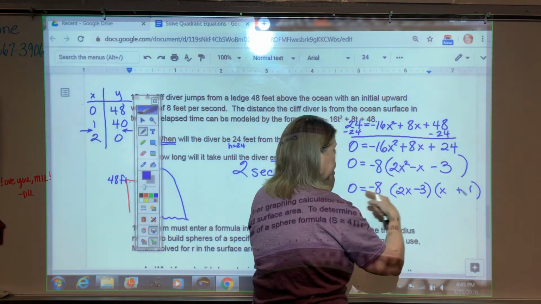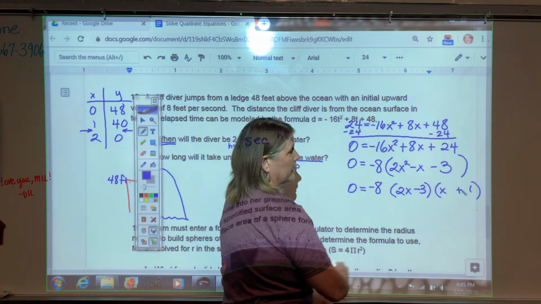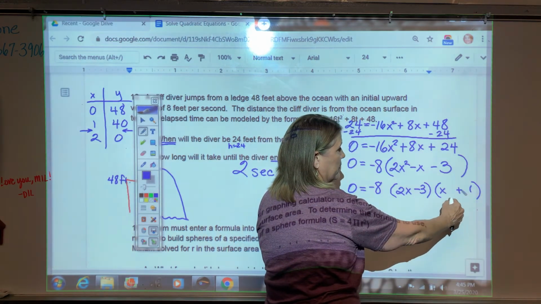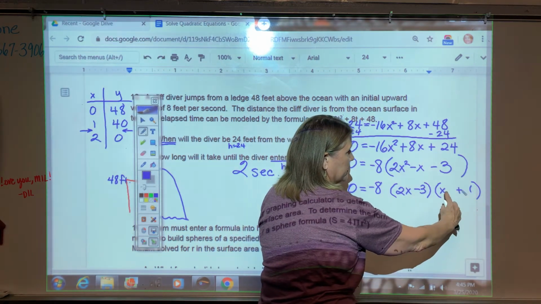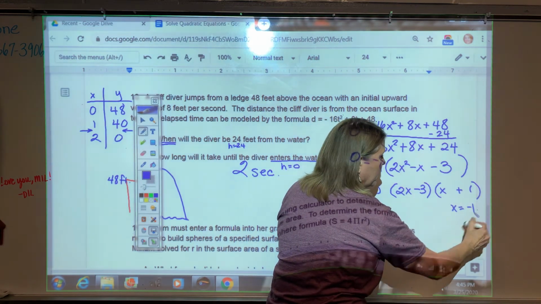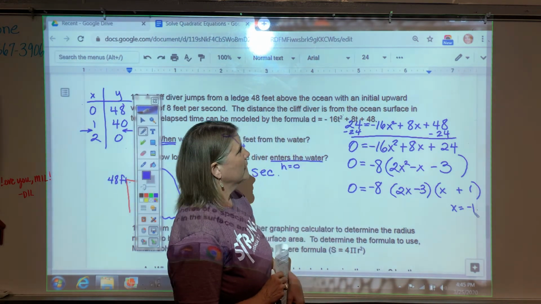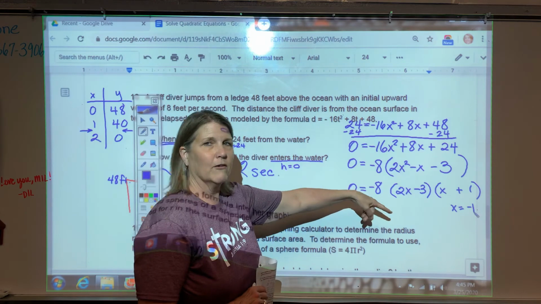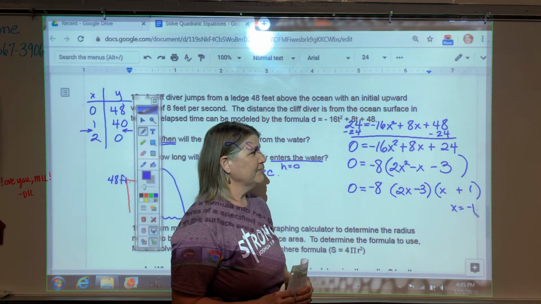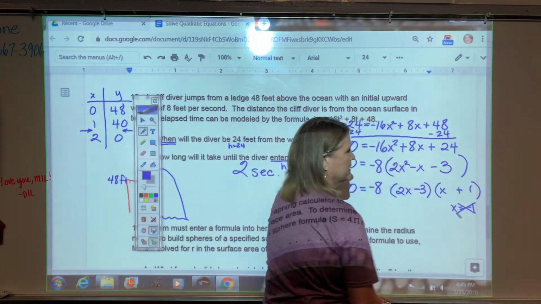If this times this times this is 0, then one of those is 0. I know it's not the negative 8 that's 0. It could be the 2x minus 3 that's equal to 0, or the x plus 1 that's equal to 0. If x plus 1 is equal to 0, then x would have to be negative 1. And if you think about it, when I apply that to this real world setting, it's not possible for my time to be a negative 1 second. We're not traveling backward in time. That's just not very logical, and so that's not going to work out.